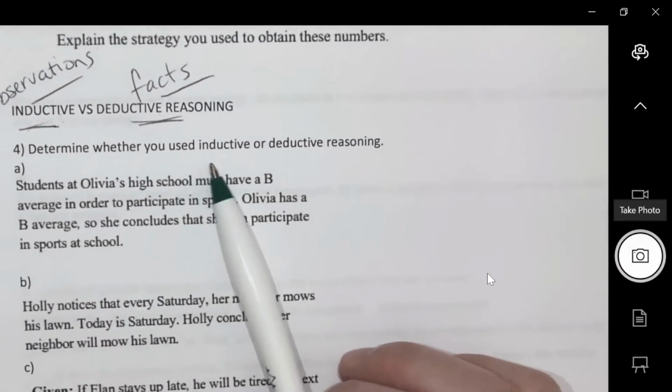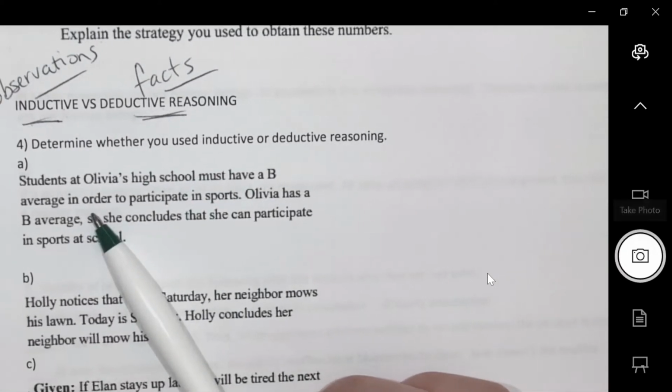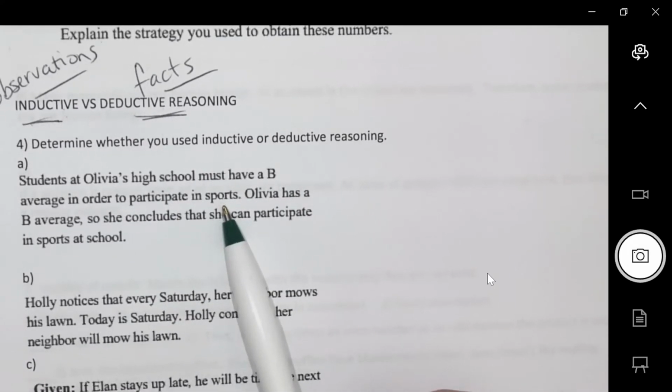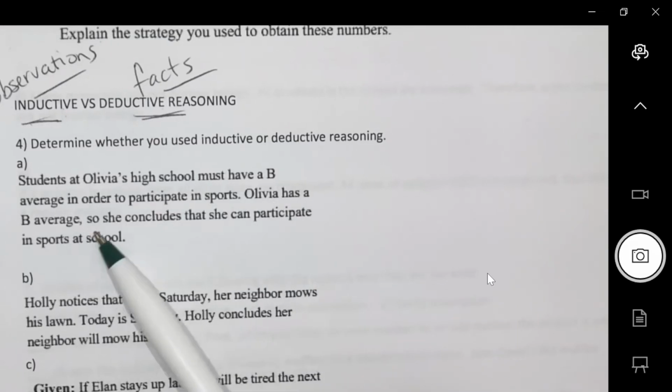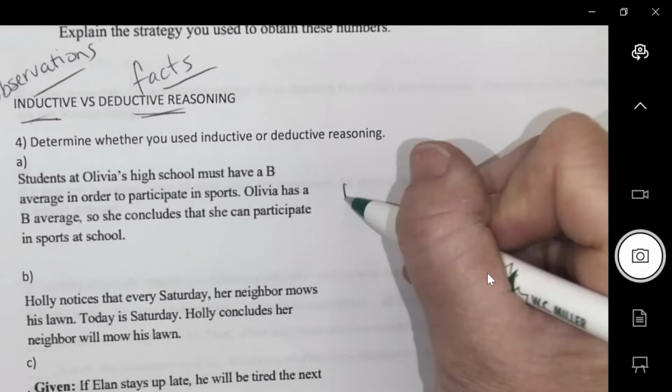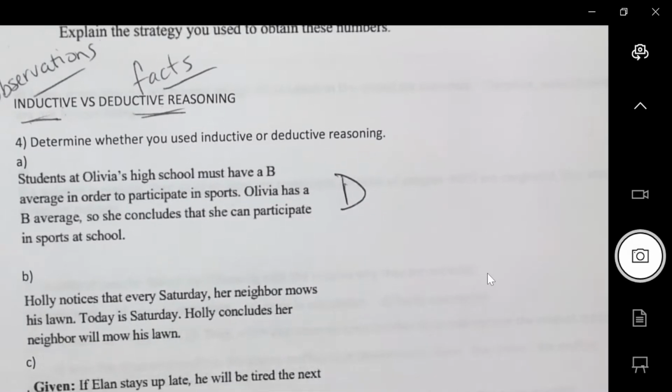Okay, so which one is this? Students at Olivia's high school must have a B average in order to participate in sports. Olivia has a B, so she concludes that she would be able to participate in sports. So that would be deductive reasoning. Those are facts. You have to have that. Therefore, she concludes that.